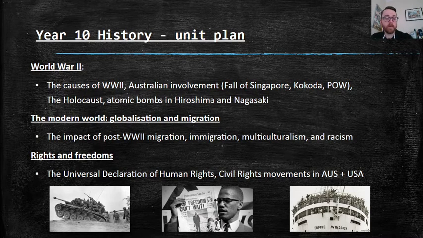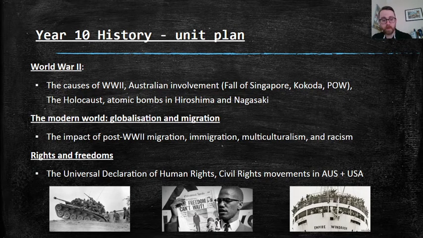And then the next topic we look at is, all right, we finished the war. How do we make sure war doesn't happen again? How do we make sure everyone has human rights, basically? We don't want the Holocaust to happen again. We don't want people to be dropping atomic bombs and the atrocities that occurred during the war. We want a universal declaration of human rights. And we look at civil rights movements in the US of A and AUS.